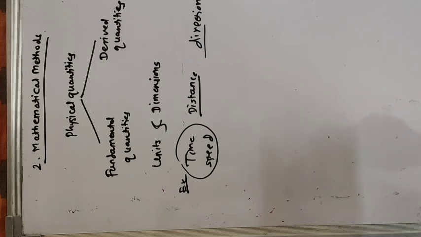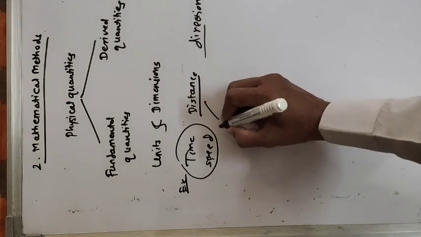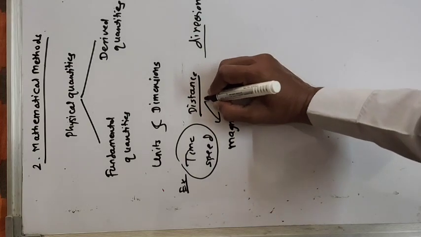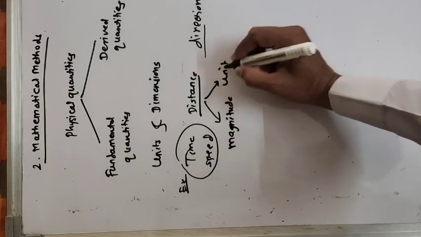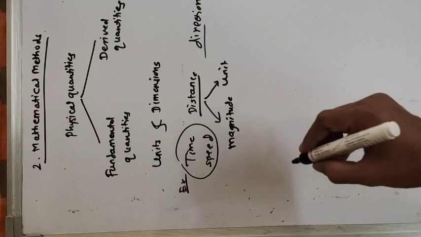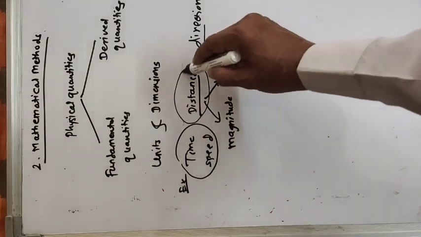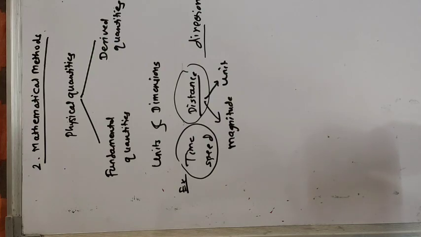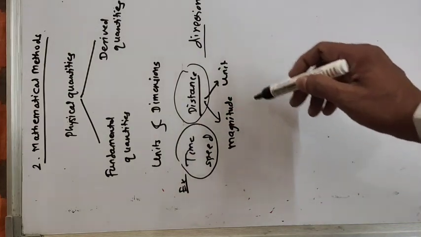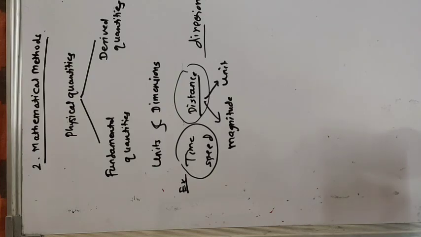Now, according to this example, the distance traveled by the man is given by magnitude and unit. Hence, this distance is called a scalar quantity. It does not need the direction. There are some physical quantities which are described only by their magnitude.